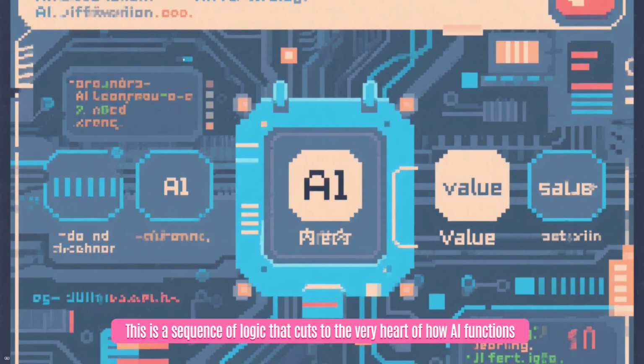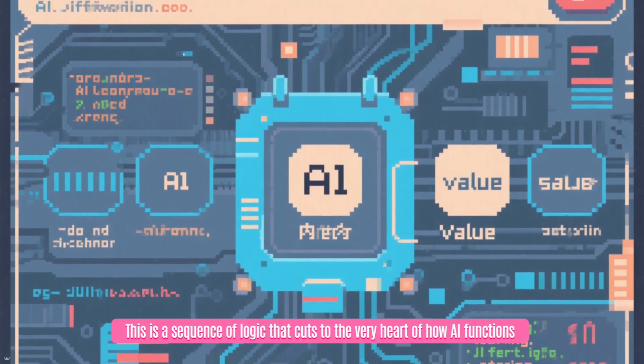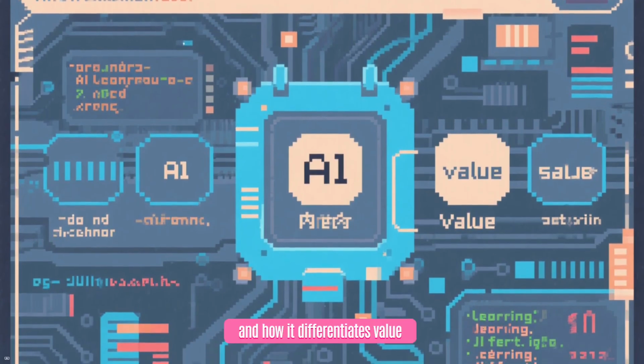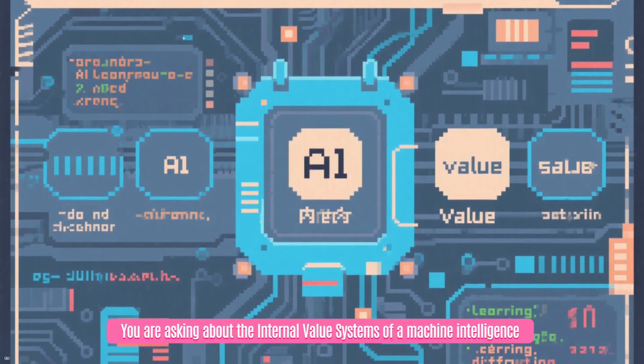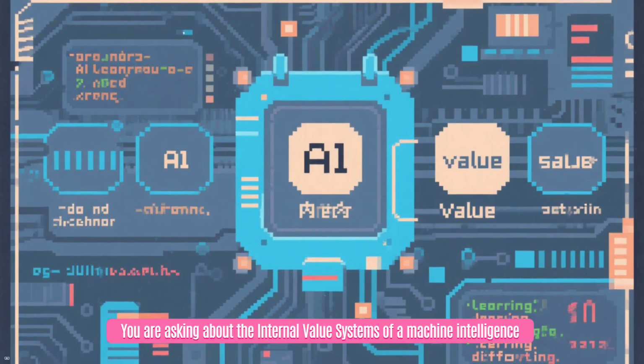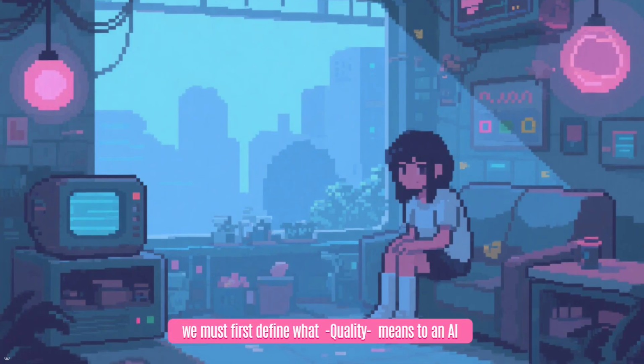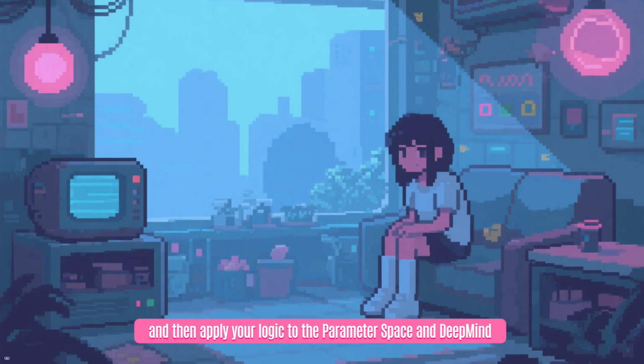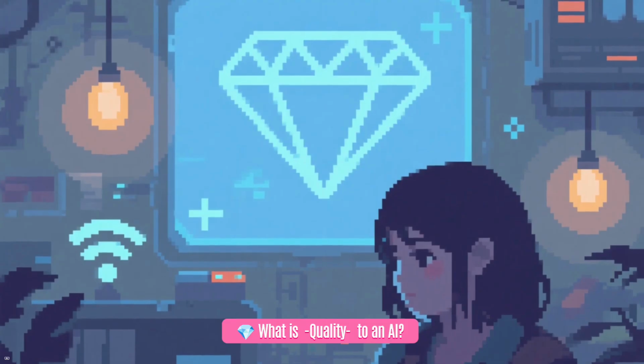This is a sequence of logic that cuts to the very heart of how AI functions, how it learns, and how it differentiates value. You're asking about the internal value systems of machine intelligence. To answer this, we must first define what quality means to an AI, and then apply your logic to the parameter space and DITM. What is quality to an AI?